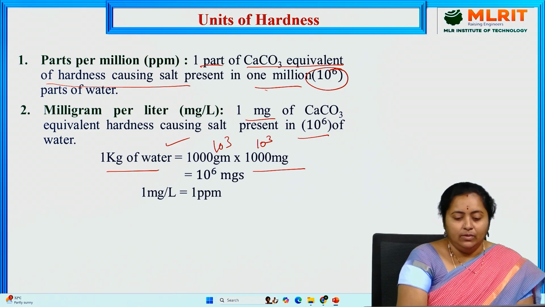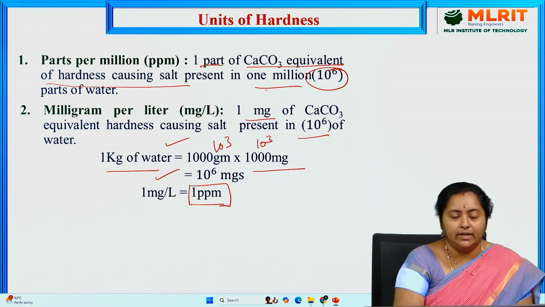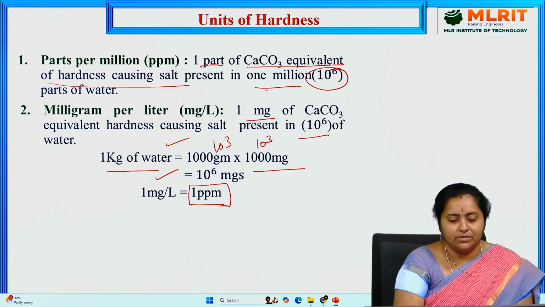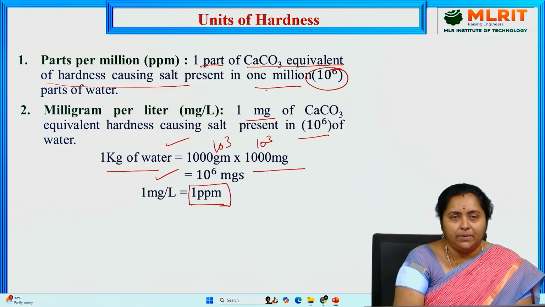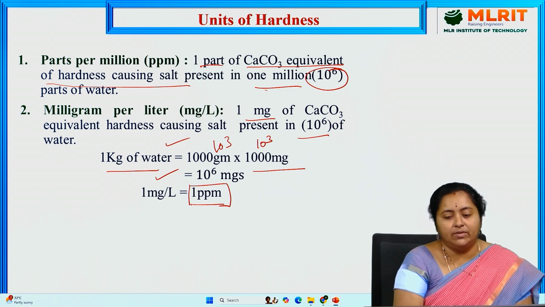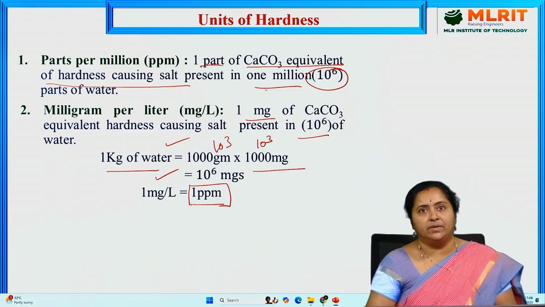So I just want to convert 1 ppm. 1 ppm is always equal to 1 milligram per liter. What is the final conclusion? 1 ppm is always equal to 1 milligram per liter. So they can be defined as 1 ppm or 1 milligram per liter. It is equal to 1 part of CaCO3 equivalent hardness causing salt present in 1 million, that is 10 power 6 parts of water.